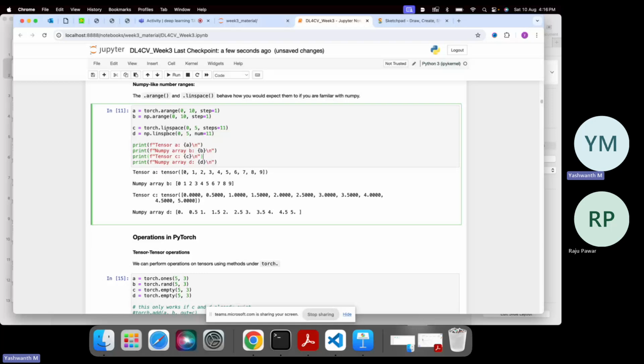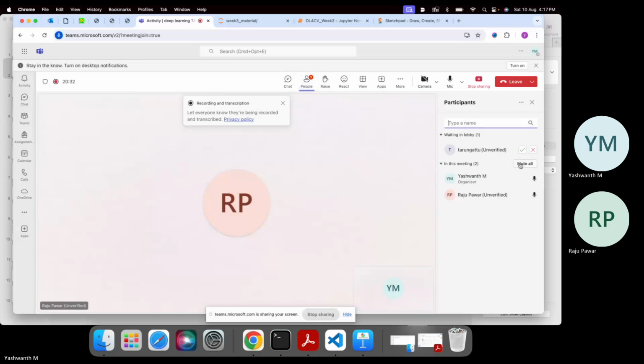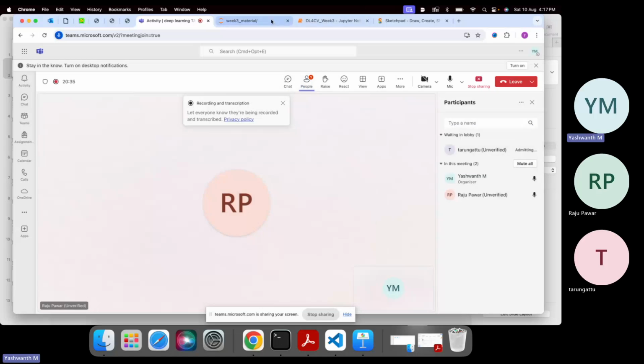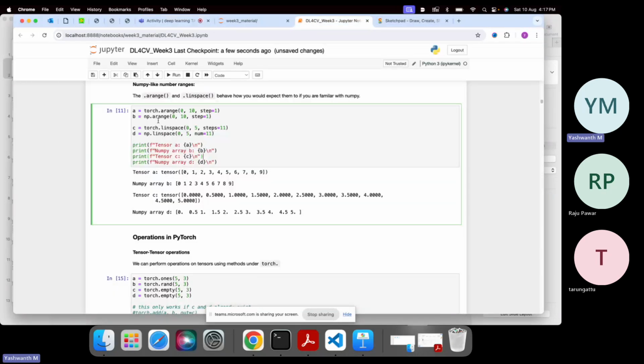Similar to np.linspace, we have torch.linspace. It's the same thing. But the only difference is that in torch you get tensors, and in NumPy you get NumPy arrays. With torch you can access and manipulate the tensors using the GPU, which you can't do with NumPy arrays.